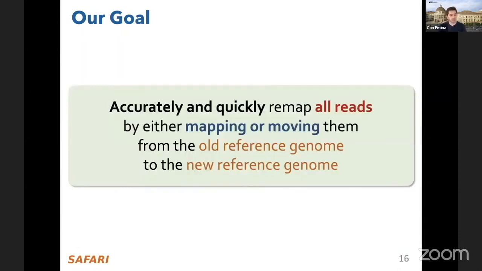So our goal is to accurately and quickly remap all the reads by either mapping them or moving them. So we're going to have the chance of picking either mapping or moving from the old reference genome to the new reference genome.